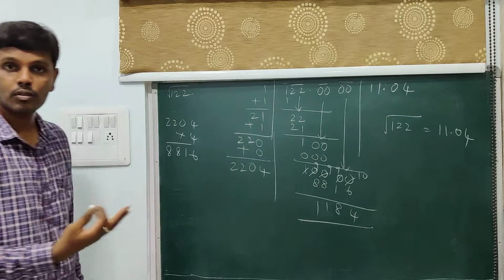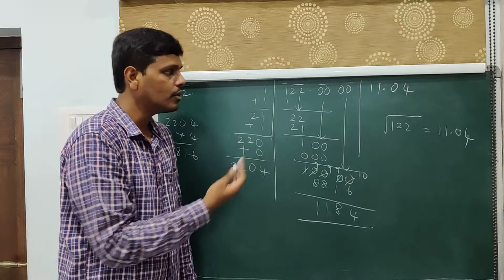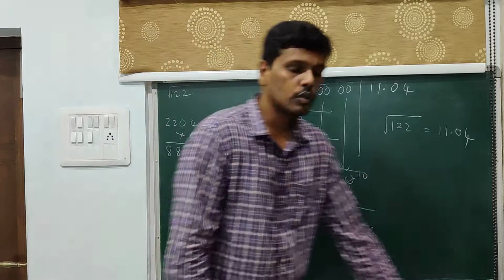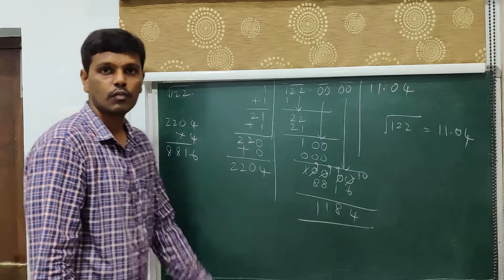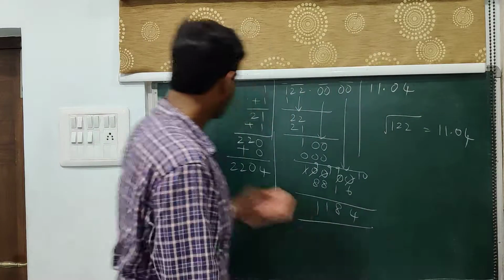I say approximately because it is not an exact value. It is a value which is an approximation of root 122. So this is the way we go about. We go with one more problem and we will end off.